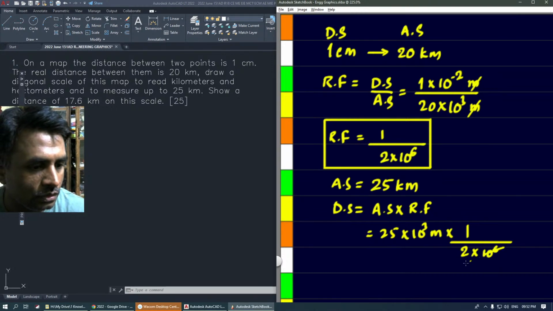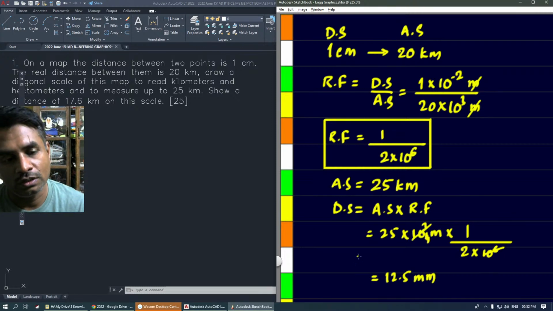So we just cancel this. We are still left with 10 power 3 in the denominator, and that's going to make it millimeters. So 25 by 2 millimeters. So that's going to be 2.5. So 12.5 millimeters is the actual length.